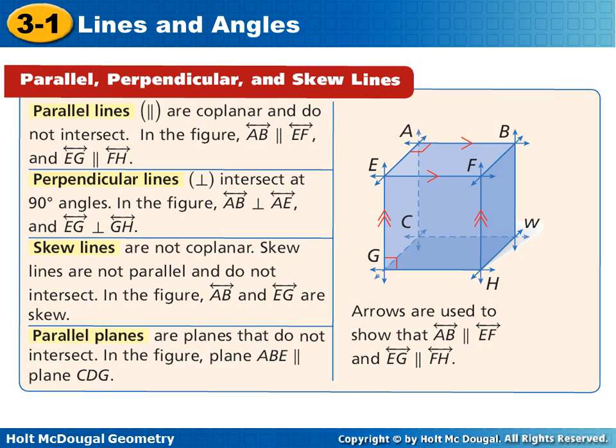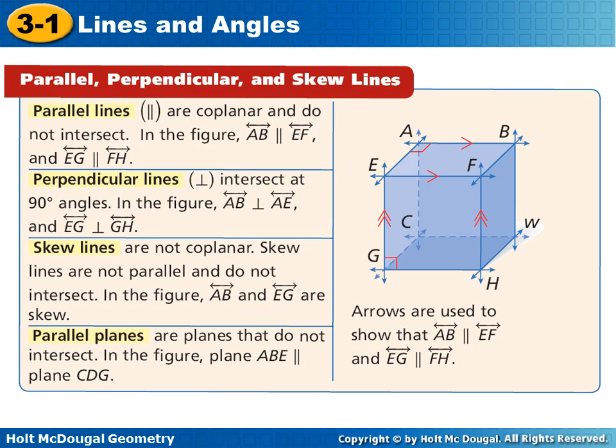Parallel lines are denoted by two vertical lines that kind of look like railroad tracks. They're coplanar, so they're in the same plane and they do not intersect. So in our figure, AB is parallel to EF, so if you look at line AB in the back and line EF in the front, those are parallel lines, as are EG and FH on the front face of that cube.